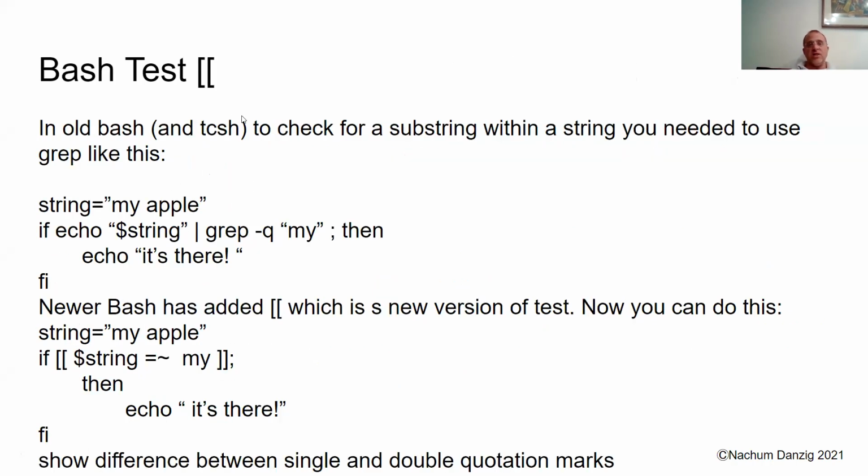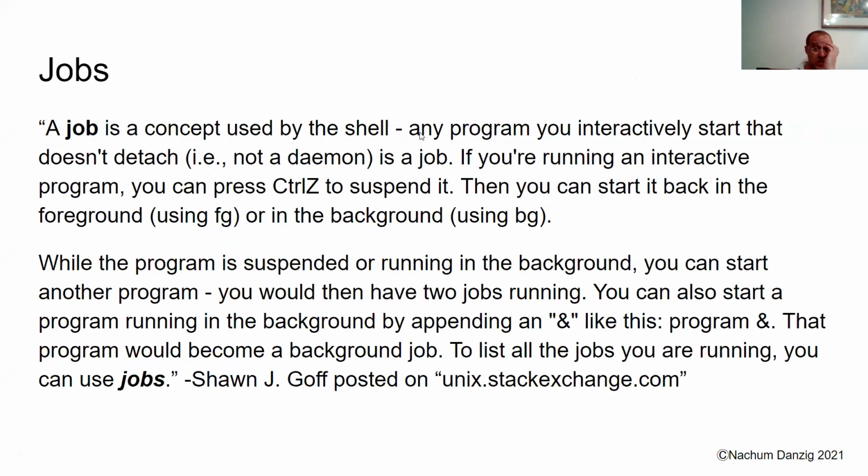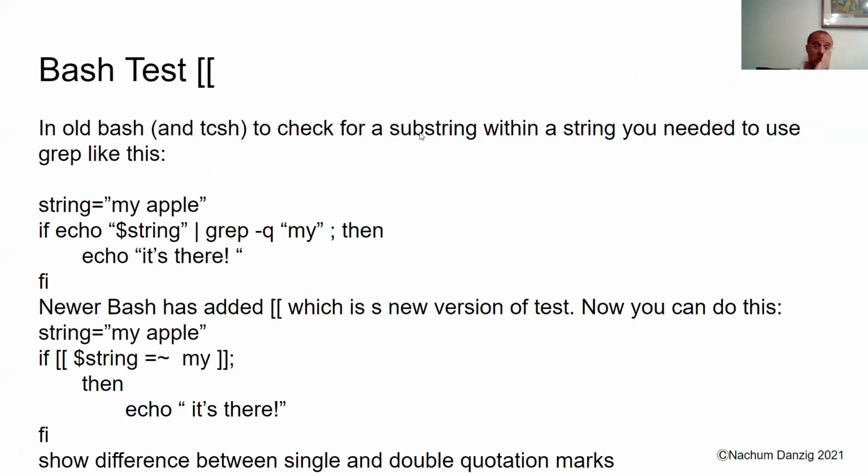In old bash and in TC shell, to check for a substring within a string, which is a common thing you might want to do, you need to use grep like this. So look at this funny thing I have. String my apple. If echo string, so first I send the string by echo through the pipe. And then I grep quietly for the word my. And if I find it, then this whole thing becomes true. So then if true, then it's there. And if this whole thing was false, then it won't print. So that's how I would do it.